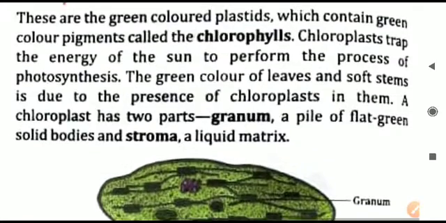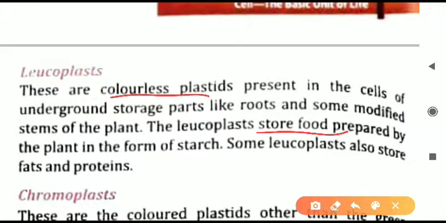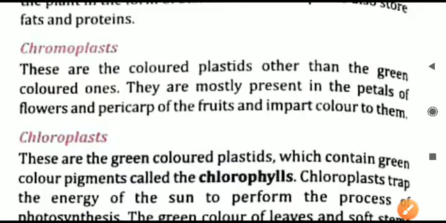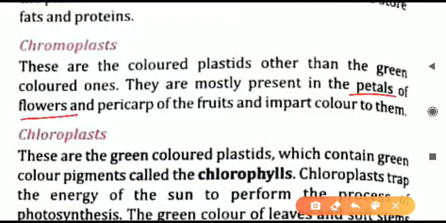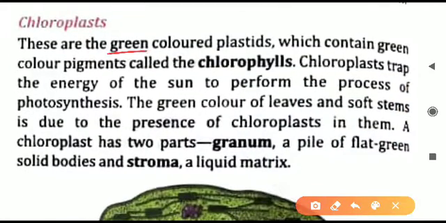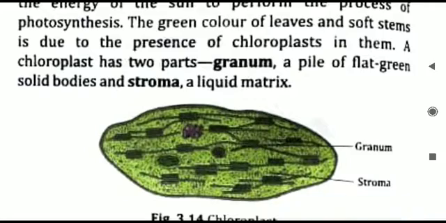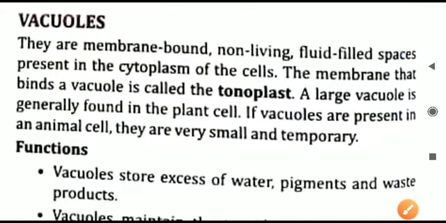So that is all. We have seen the different types of plastids. Leucoplasts do not have any color, they only store food. Next is chromoplast. They generally give color to the fruits and the flowers. The petals of the flower and the pericarp of the fruits are colored because of the chromoplast. So whatever color is there other than green in the plant, that will be due to chromoplast. Another green colored plastid is called the chloroplast. They contain the pigment chlorophyll, responsible for photosynthesis. Chloroplasts are divided into two parts, granum and stroma. So this is all. We will move to the next one, that is vacuoles.